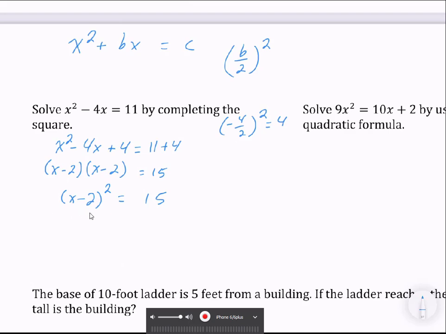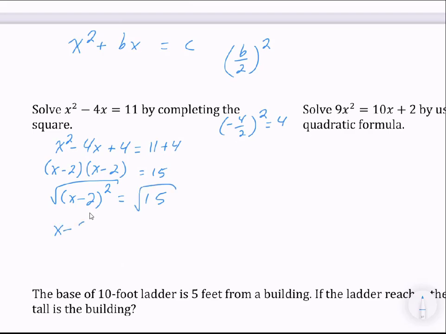Okay, it's complete now. And now we do the square root of both sides. So that'll be x minus 2 equals, what do we need to write here?